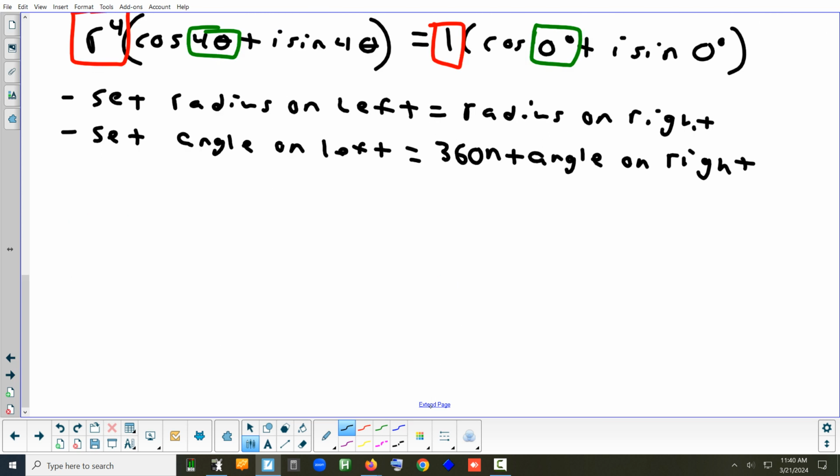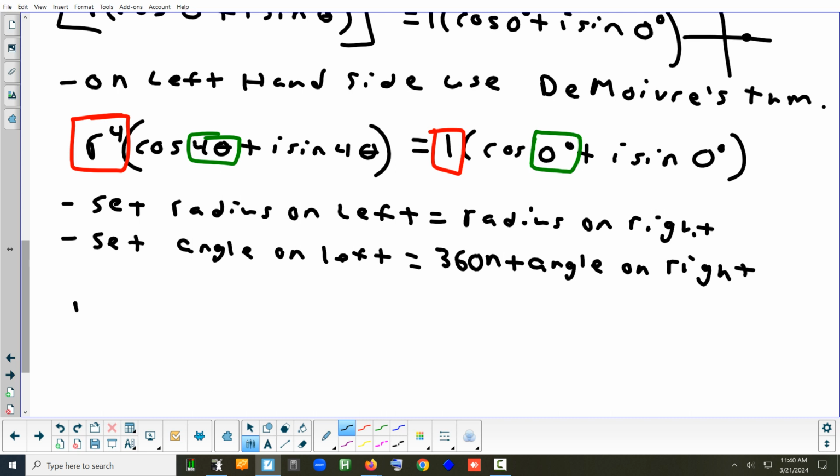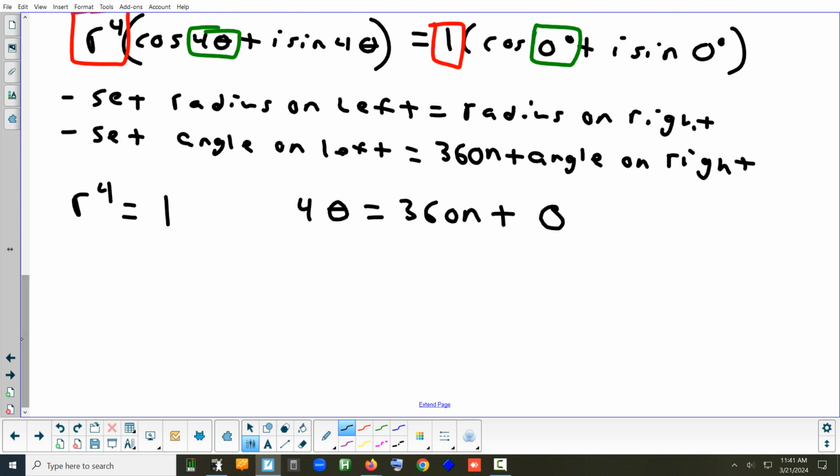So let's do that. Set the radius on the left equal to the radius on the right. Set the angle on the left equal to 360n plus, now what is the angle on the right? In this case it's 0, it doesn't really make a difference, but I'm going to put it there just so we get used to it. If it's not 0, you definitely need to put it. And I'm just going to add one thing in here: solve.